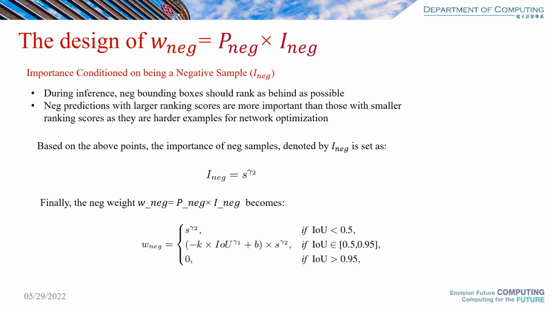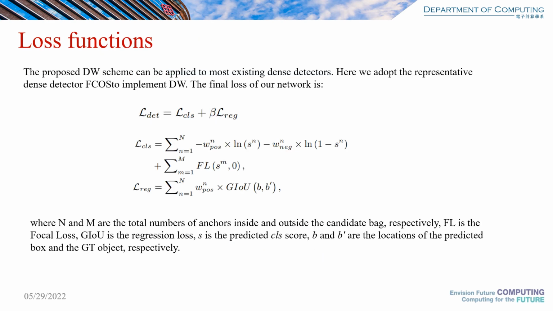The second term is the importance conditioned on being a negative sample. During inference, the evaluation metric requires that negative predictions should rank as far behind as possible. This means that during training, negative predictions with larger classification scores are more important, as they are hard training samples. Considering this, the importance of negative samples is defined to have a positive correlation with the classification score. This slide shows the final loss functions.